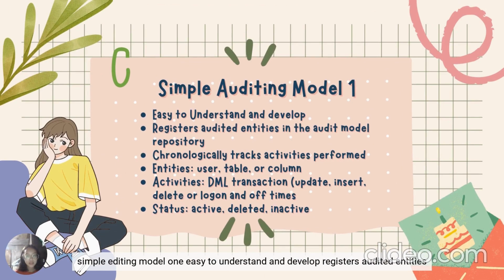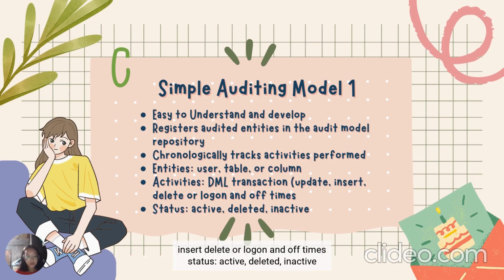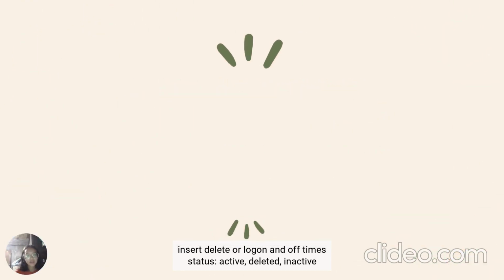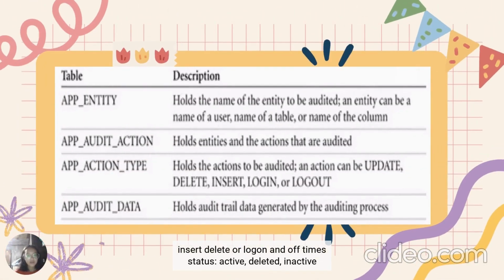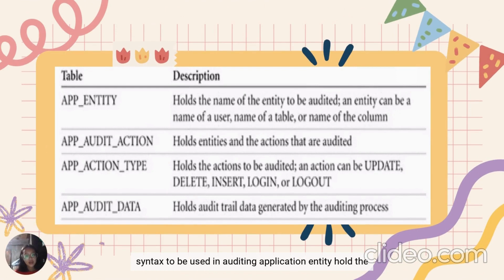Then, the simple editing model 1 is easy to understand and develop. It registers audited entities in the audit model repository and chronologically tracks activities performed. The entities are user, table, or column. The activities are DML transactions such as update, insert, delete, or log on and off times. The status can be active, deleted, or inactive. So these are the syntax to be used in auditing.